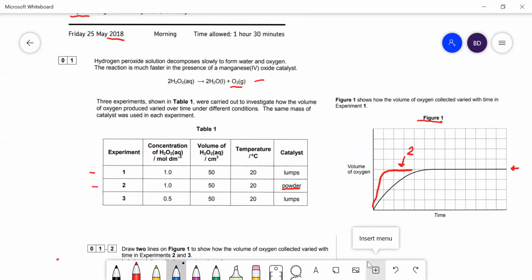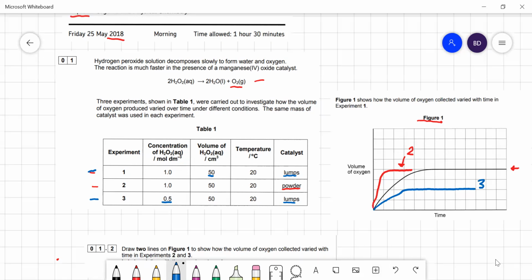Let's compare experiments 1 and 3 now. They've both got the catalyst present as lumps, so that's going to have the same surface area. The concentration, though, in experiment 3 is only half of that in experiment 1, so that's going to give us a slower rate of reaction. Also, because there's the same volume of solution, you've only got half the moles of hydrogen peroxide in experiment 3, so you're going to only make half the amount of oxygen. So that graph is going to be slower, and the final volume of oxygen is going to be lower than in experiment 1. So there's experiment 3.